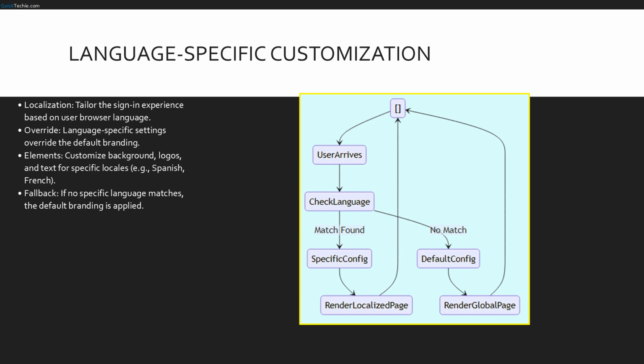This state diagram shows the logic flow for localization. When a user arrives, the system performs a check language action against the browser settings. If a match is found for a configured language, it transitions to the specific config state, rendering a localized page. If no match is found, it safely falls back to the default config, rendering the global page. This ensures that the user always receives a branded experience, whether it's targeted or generic.